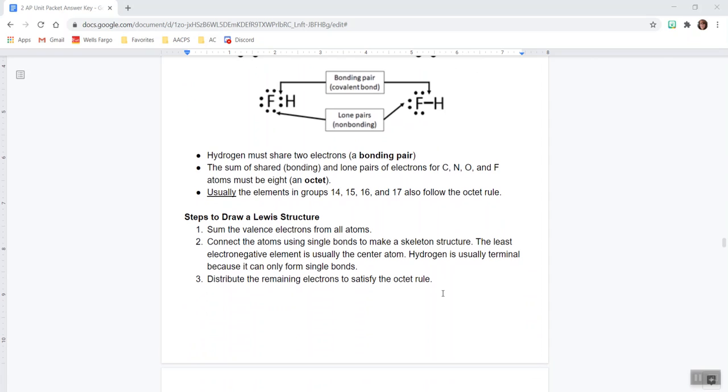So whenever we want to draw a Lewis structure, we need to sum the total number of valence electrons from all the atoms. And then we're going to draw a skeleton structure connecting everything with single bonds. Then we distribute remaining electrons to satisfy the octet rule. And we might take some of those electrons and distribute them into bonds in order to satisfy that octet rule.